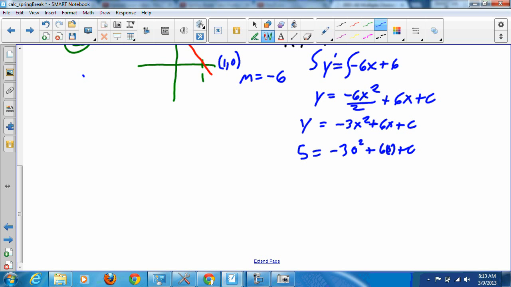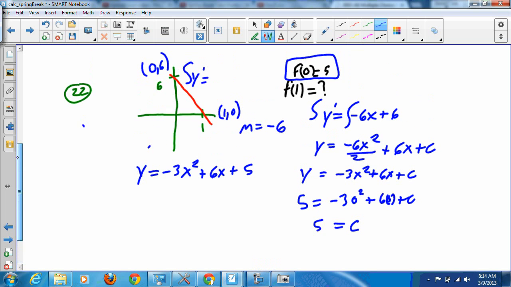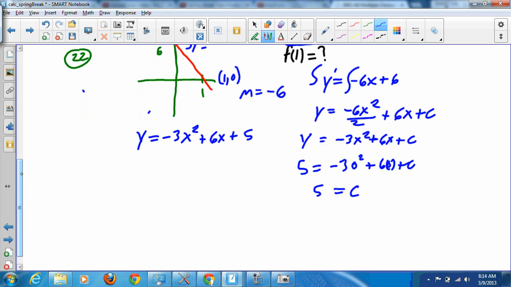So we are to now write our equation. Negative 3x squared plus 6x plus 5. Constant equals 5. Okay, so now we just need to go back up and see what point they were looking at. They want us to find the function value at 1. So we have negative 3, and we simply plug in and see what we get. Alright, we should be able to finish that one up.